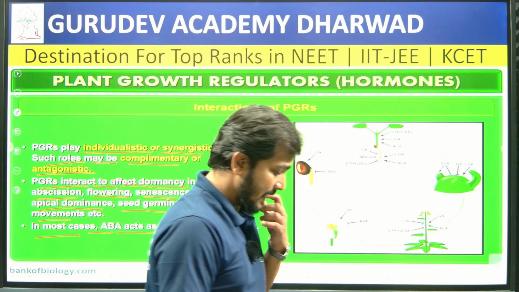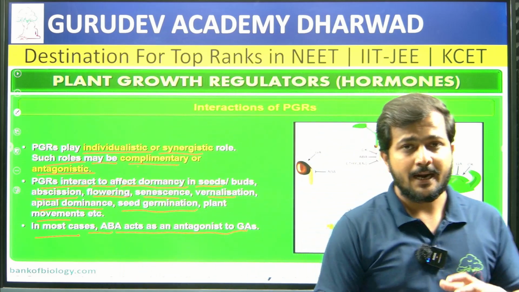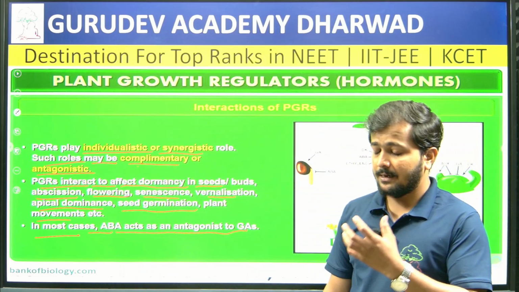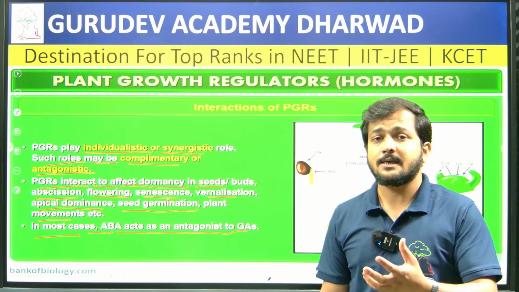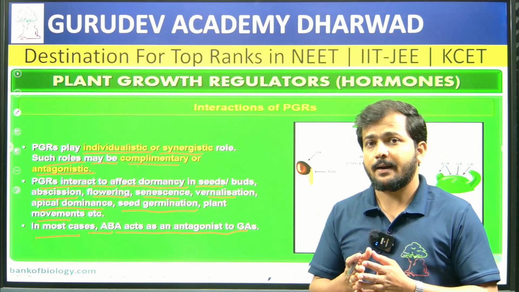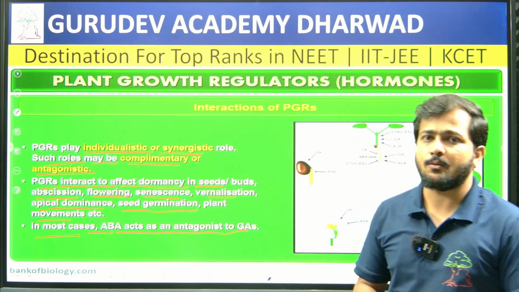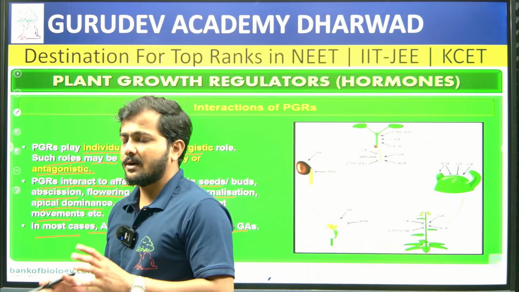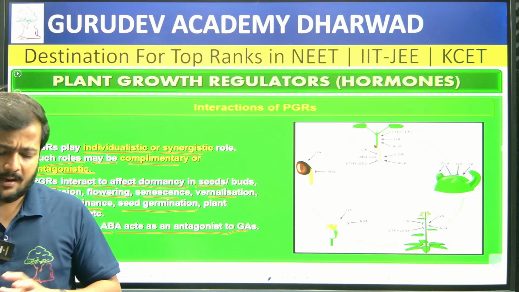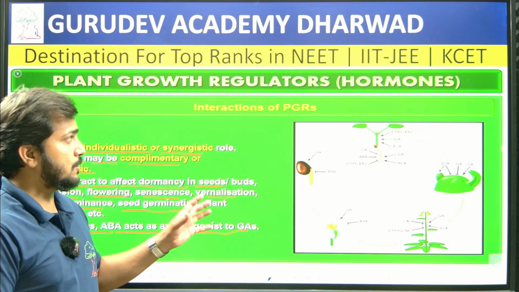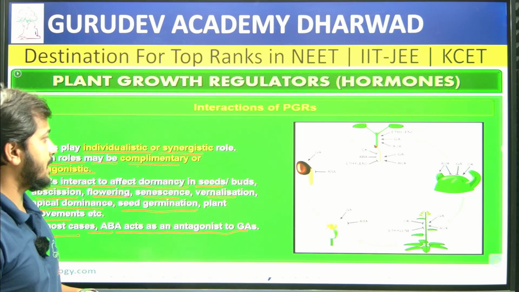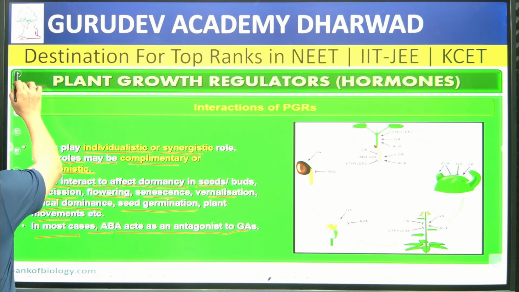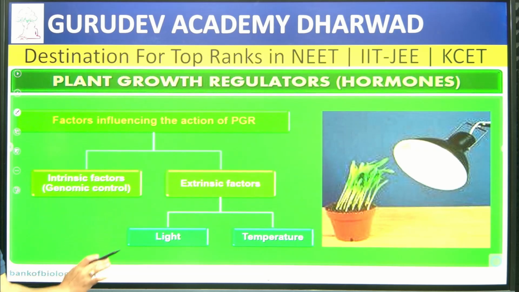So overall, like how plant growth regulators are required for the overall development of the plant, in the same way inhibitors are also required. So with respect to being in environmentally stressful conditions, or different factors which affect growth and development, inhibitors are required. So the interaction of these PGRs is required.